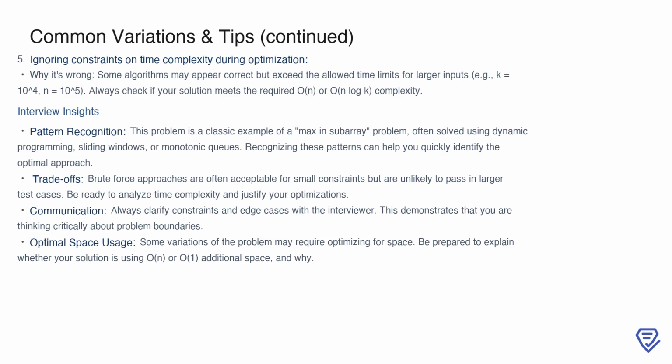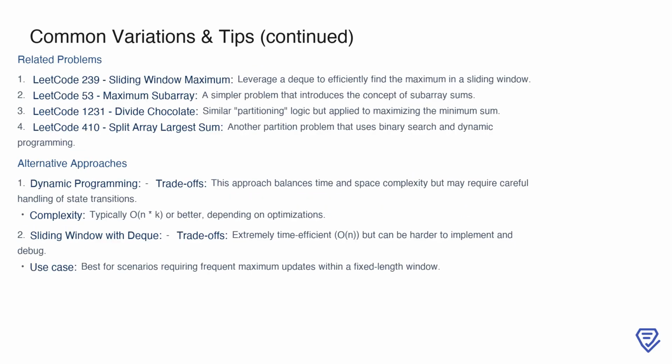Communication is another crucial skill. Always clarify constraints and edge cases with your interviewer to demonstrate that you're thinking critically about the problem's boundaries. Finally, some problem variations may require optimizing for space usage. You should be ready to discuss whether your solution uses O(n) or O(1) additional space and why that choice is appropriate. There are several related problems that can help deepen your understanding of the concepts behind this one.